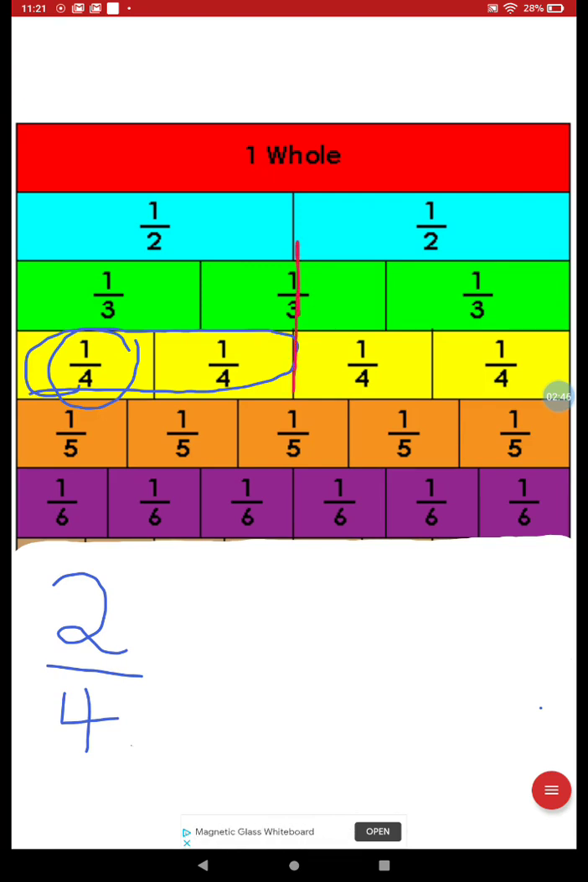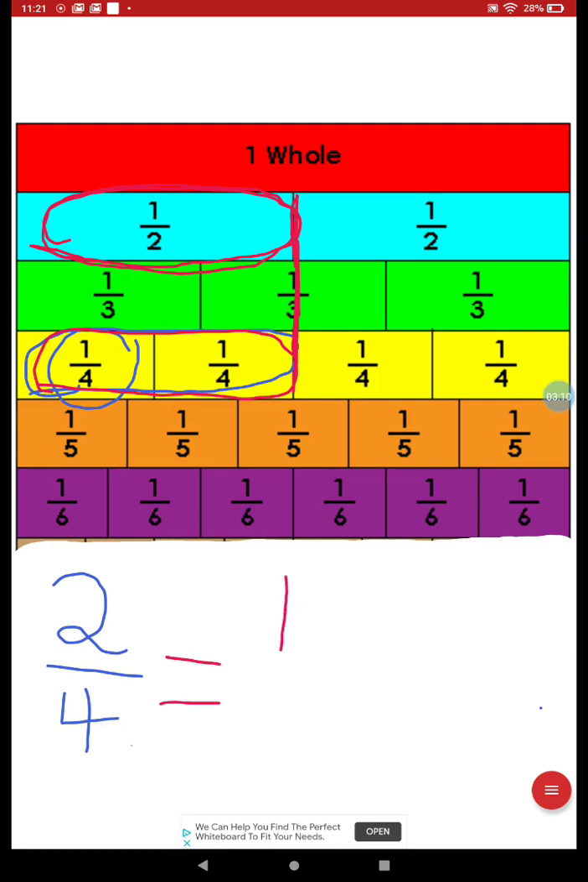Does a third work? No. I'm not going to cut that third in half. But wait a minute, a half works. Yes, 1/2 is equivalent to 2/4. Do you see that? How this block is the same as 2 of these blocks? So when I'm talking about equivalent fractions, I'm going to say 2/4 equals 1/2. Let's do that one more time with a little bit harder of a fraction.